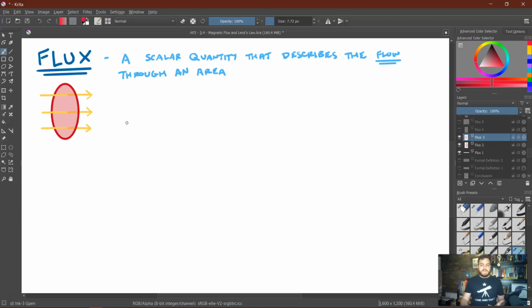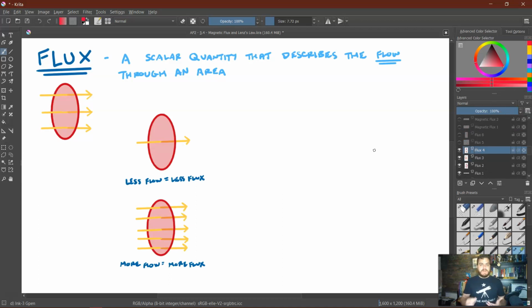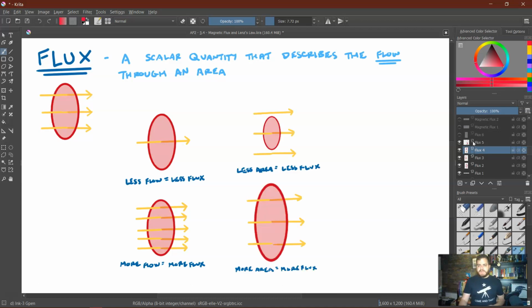Now there are a few different things that affect the flux through an area. One is simply, how much flow is there? If we have less flow going through the area, so fewer arrows, then you have less flux. If you have more flow going through the area, that results in more flux. Additionally, what happens if we change the size of the area? If I make the area bigger, more arrows will naturally go through, so we have more flux. And if I make the area smaller, fewer arrows will go through, so we have less flux.